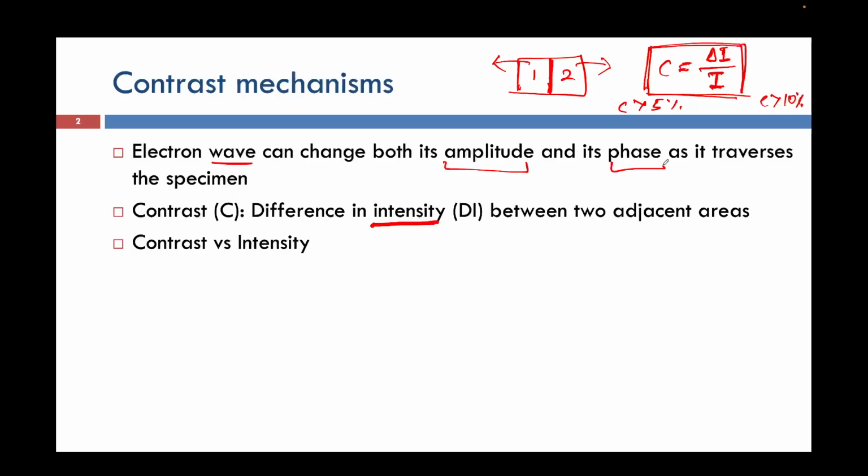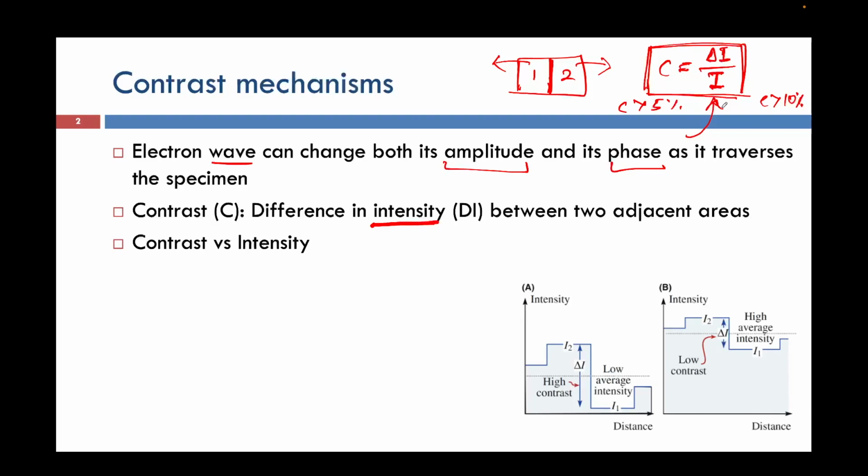So depending on its variation in amplitude and its variation in phase, the intensity will change. And the moment intensity changes from a particular region of your sample, contrast will be there, because once the intensity changes, it will be reflected in your contrast, and that is why we have to study the contrast mechanism. Another thing I want to mention here: generally people get confused with contrast and intensity. Remember, those are two completely different terms. The ratio of the difference in intensity to the original intensity will give you the contrast.